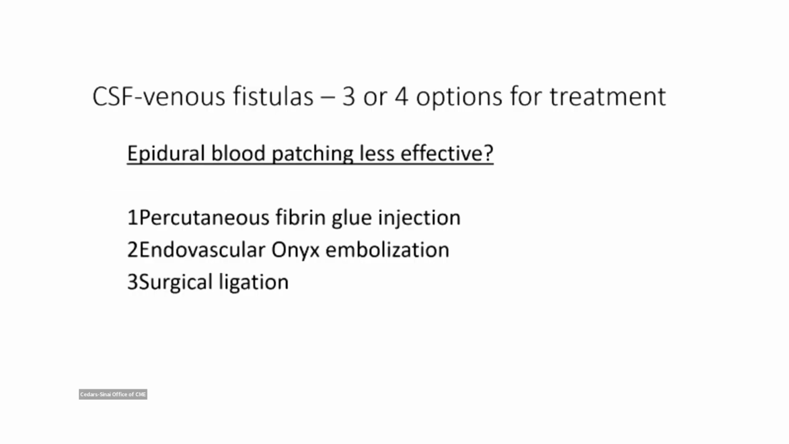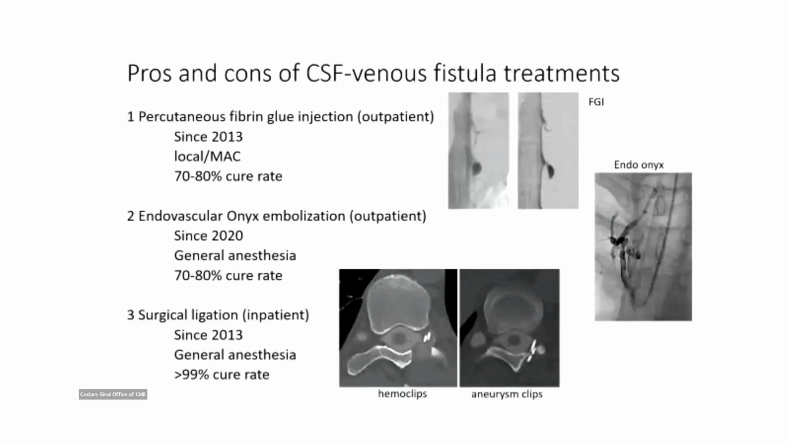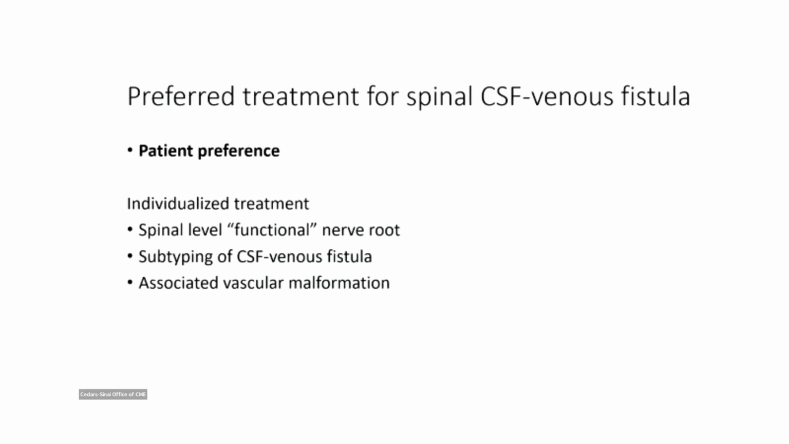So what we have learned, at least we think we have learned, is that for these fistulas, blood patches don't really work that well, unless we get to them really early on, which is unusual, right? Because you have to do all this sophisticated imaging. We just go directly to more invasive testing, trying to figure out where the leak is. And then there really are 3 good ways of treating it. You can inject glue, you can embolize it with Onyx, or you can do surgery. And it's really up to the patient, right? Because all these treatments have advantages and disadvantages.